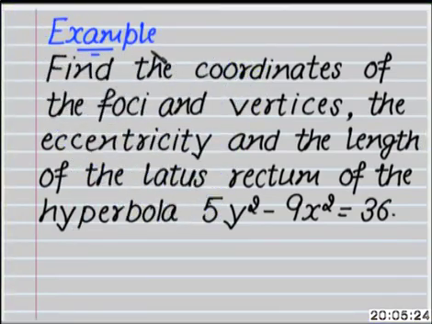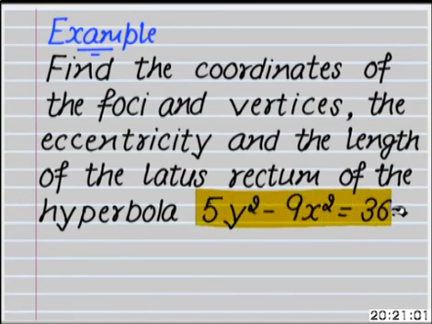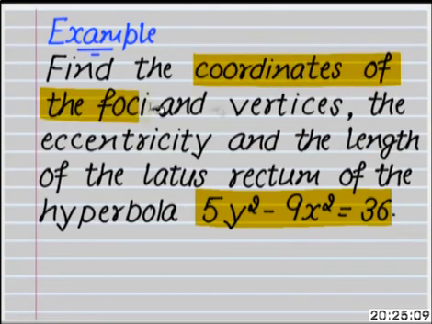Now let's see another example. Find the coordinates of the foci and vertices, the eccentricity and the length of the latus rectum of the hyperbola 5y square minus 9x square equal to 36.